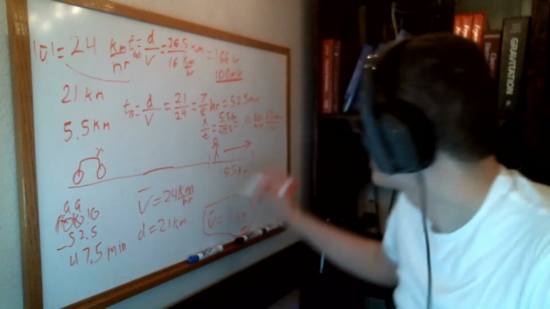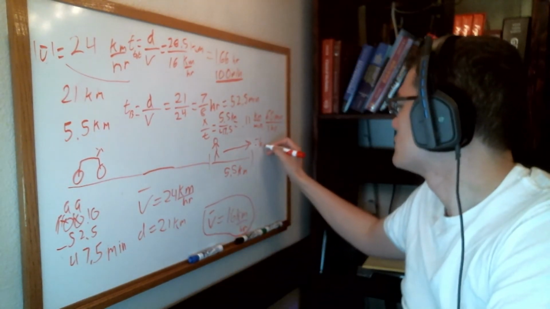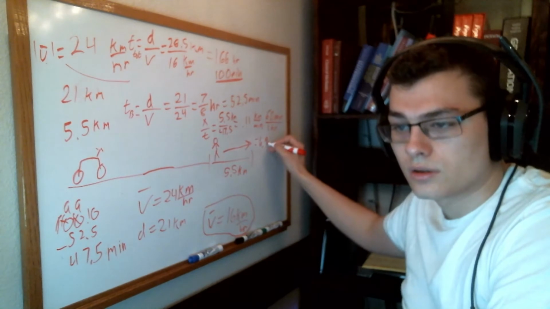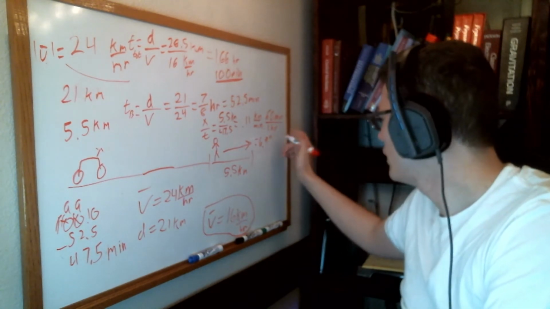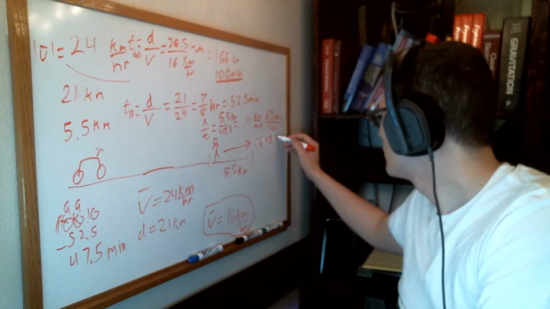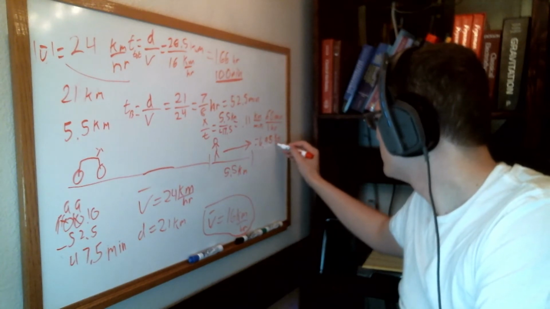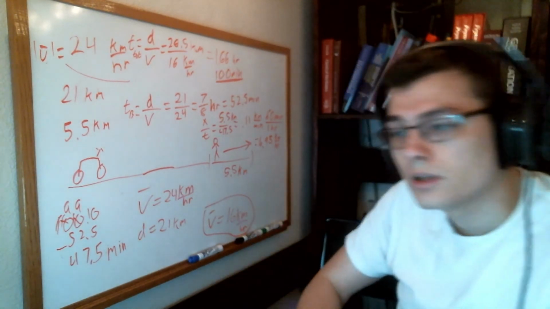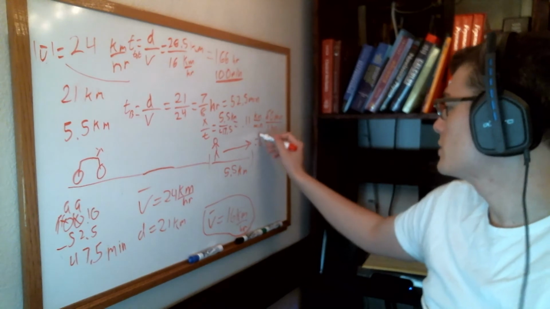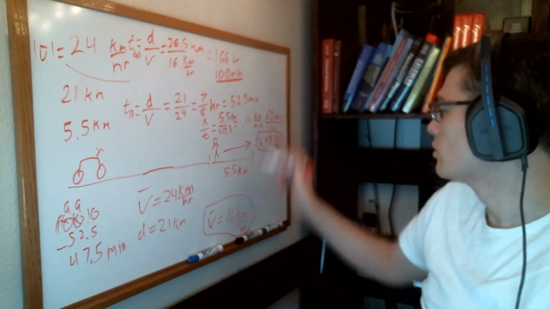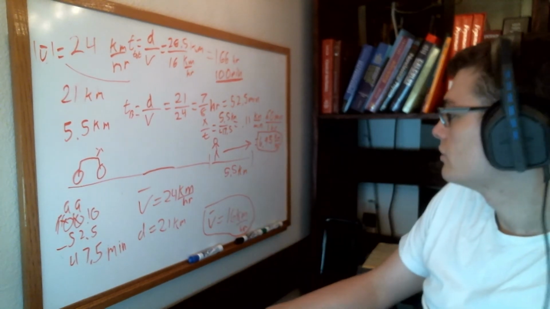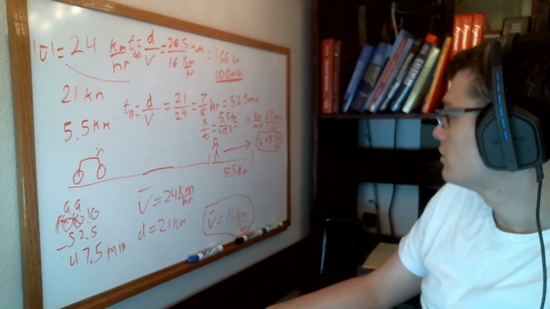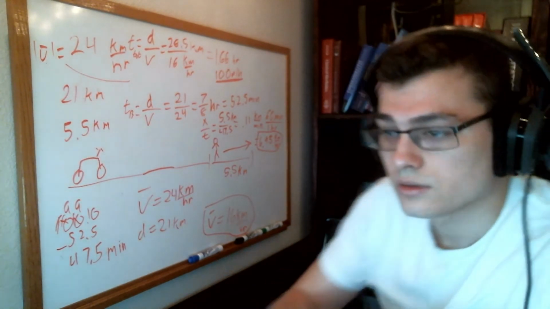And that's going to give us 6.95 kilometers per hour. So we have found our walking speed or our running speed that we need to travel. And that's it.